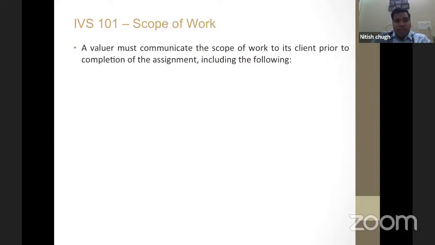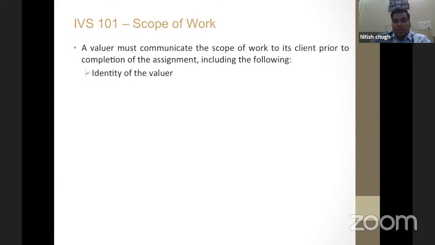So what does the standard say in 101, the scope of work? The standard says that a valuer must communicate the scope of work to its client prior to the completion of the assignment. Before completing the assignment, a valuer must communicate the scope of work to its client, which includes the following: identity of the valuer.